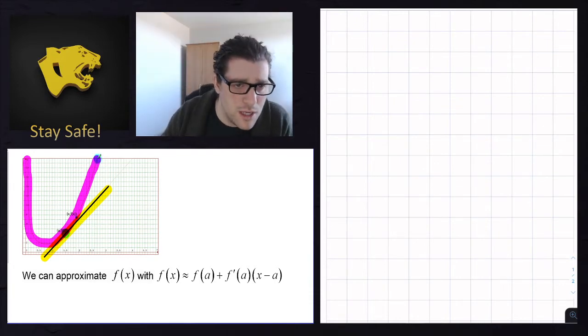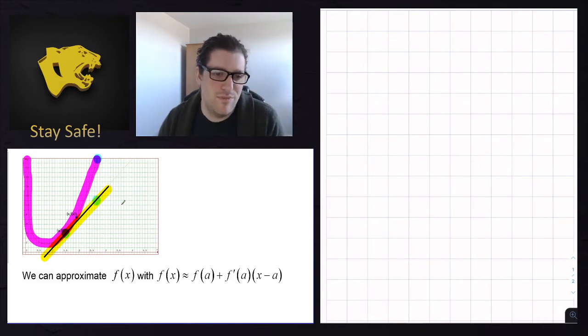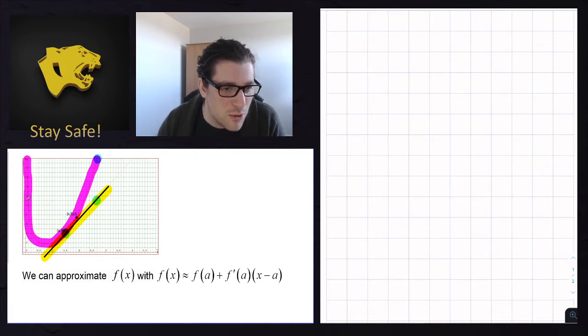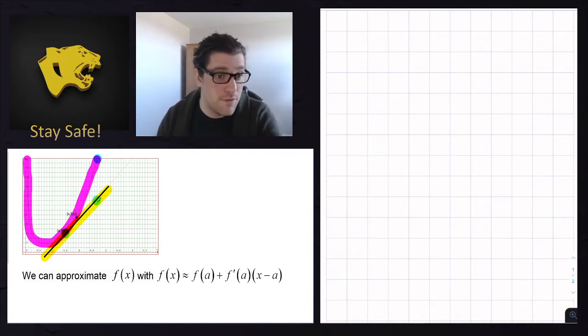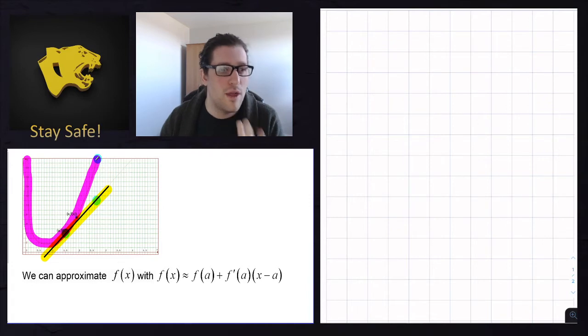If I were to go out here and look at this value versus this value, that's not very good. So that linearization is not helpful, really. It's going to give you a value of around 11 when the actual function would have been a value more like 20. So that's just not going to be very useful there.